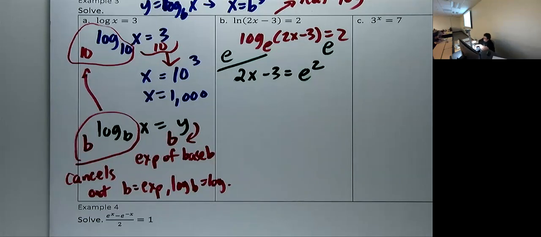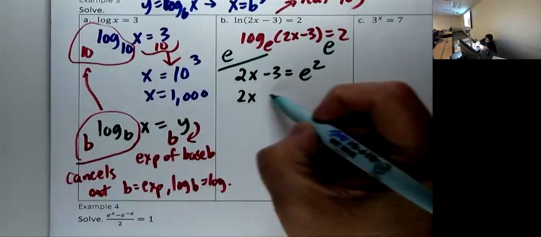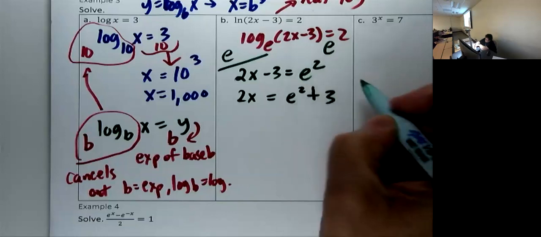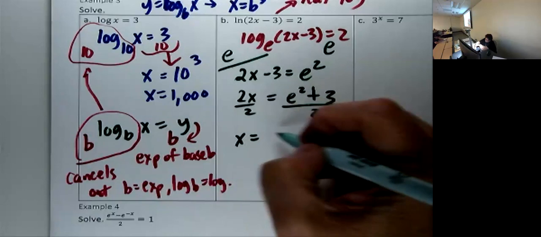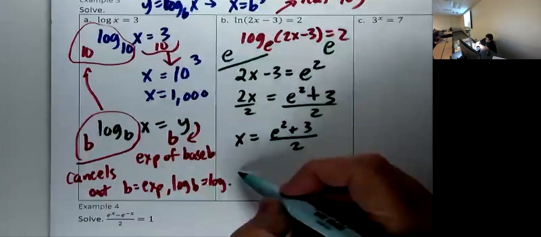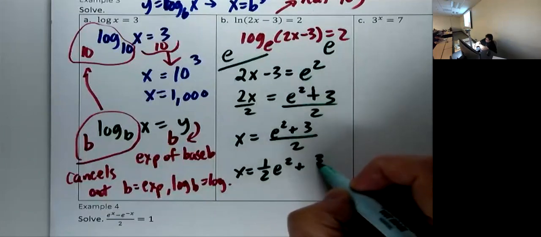It's a value. Solving for x, we add 3 to both sides. We have e squared plus 3. And dividing by 2, we have x equals (e squared plus 3) over 2. Or you could write it as 1/2 e squared plus 3/2.